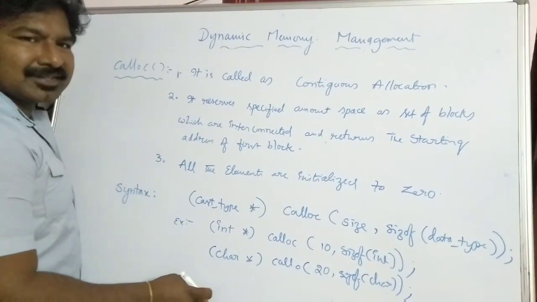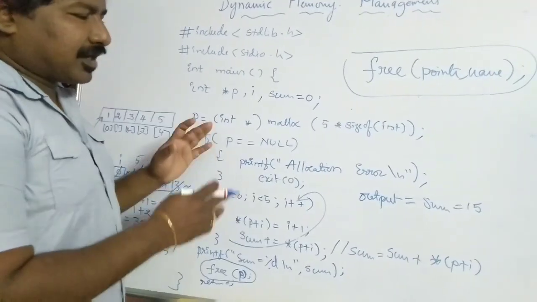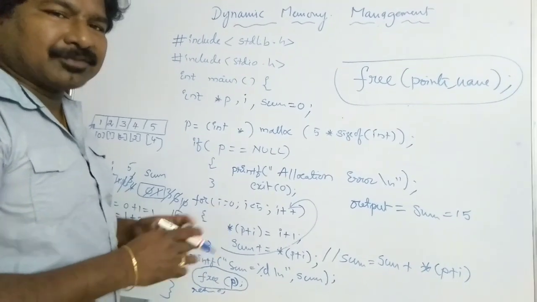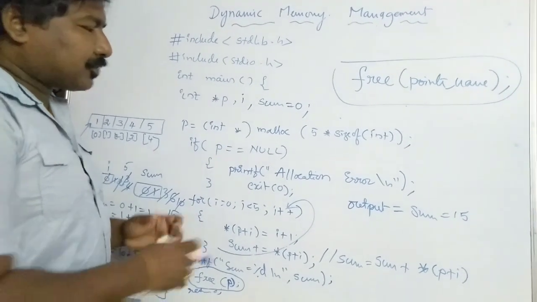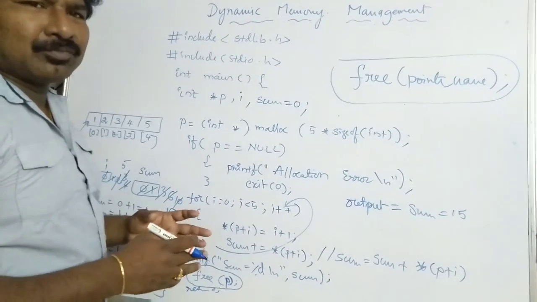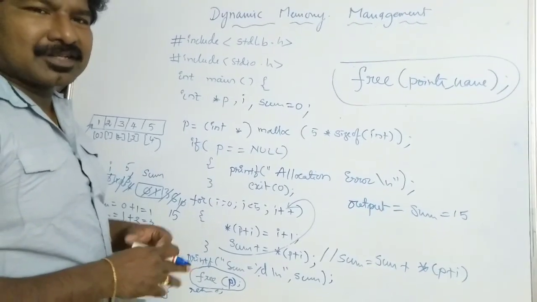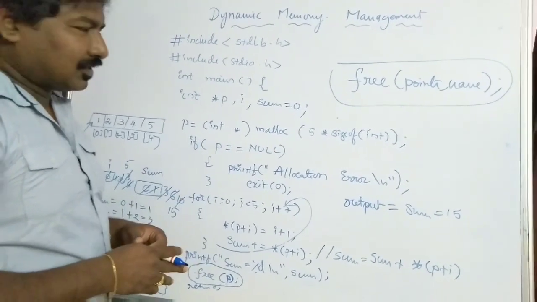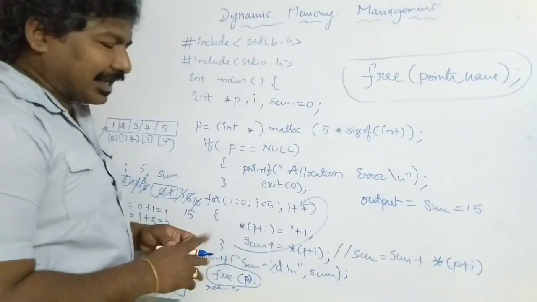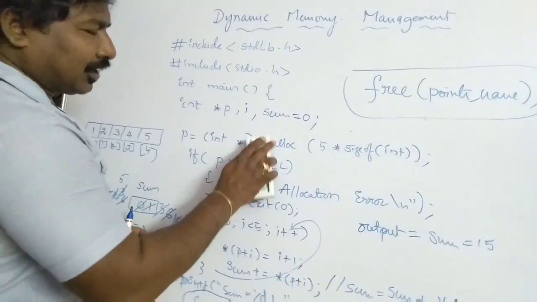Now I'll show you an example program where you can use this calloc function. This same program can be converted as an example for calloc. Instead of malloc we can use calloc. Sometimes people call it calloc, which means contiguous allocation. I'll tell you what differences happen when you use calloc here.